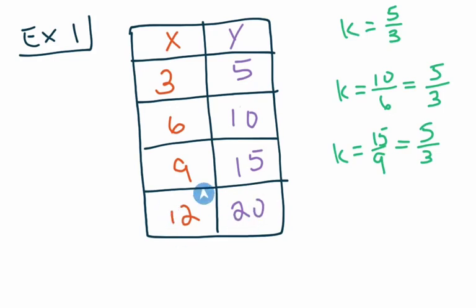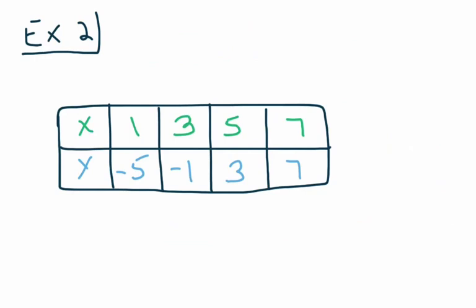Now we're going to look at our last ordered pair, where we have k is equal to 20 over 12. And we can see here that we have a GCF of 4 for these two numbers. So 20 and 12 can both be divided by 4. And again, we get 5 over 3. So our answer for this one would be yes, this table does represent a proportional relationship, because it has a constant of proportionality where k equals 5 over 3.